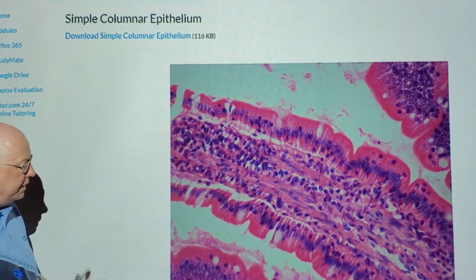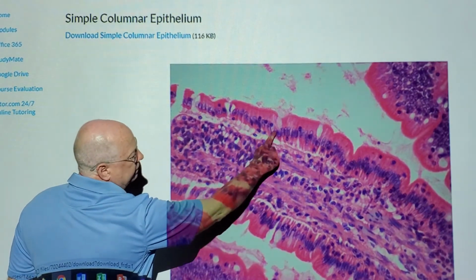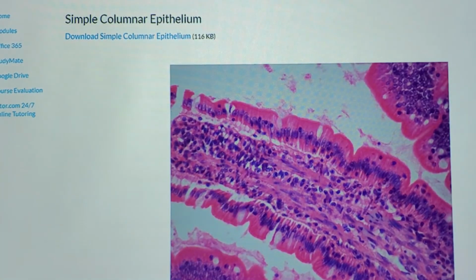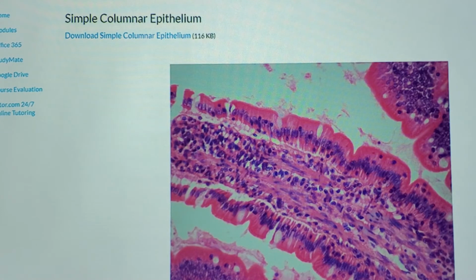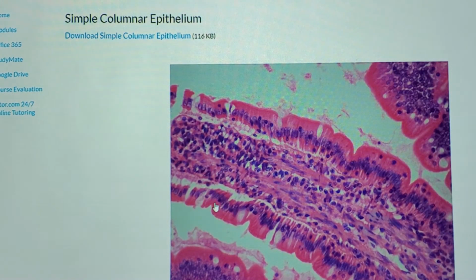It's really crammed together, and every cell is very slender, and their nuclei are kind of lined up next to each other, but it's a pretty good view of simple columnar epithelium. There's only one question I can ask on a lab test. Identify the type of tissue at the pointer.